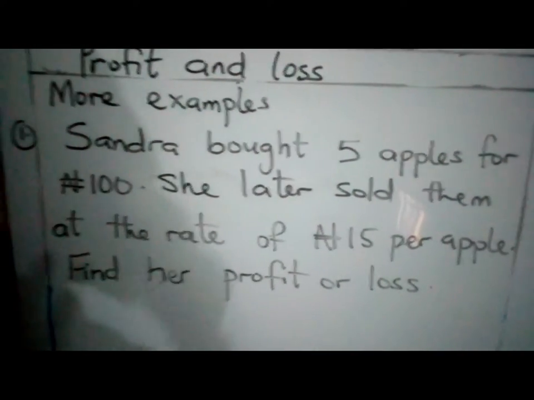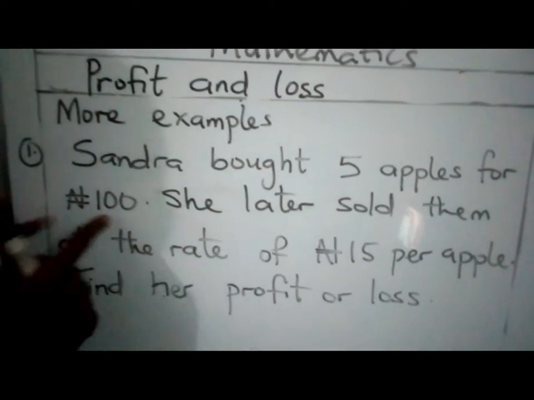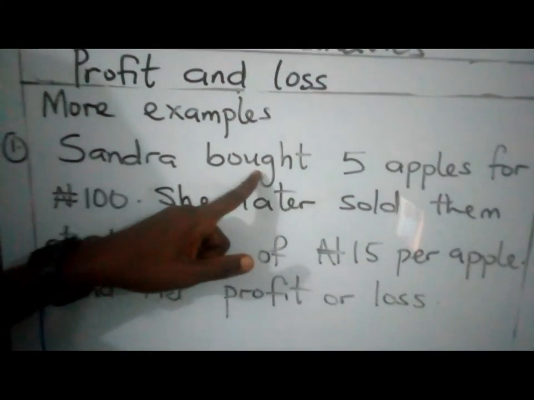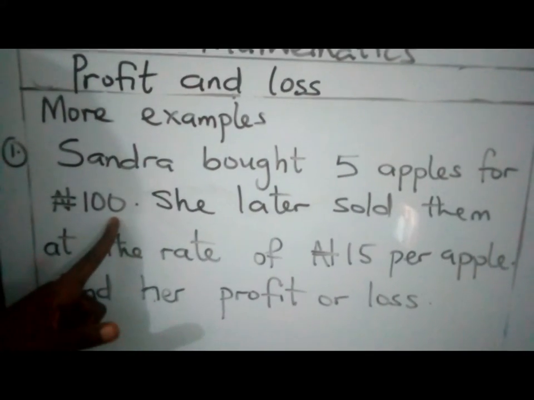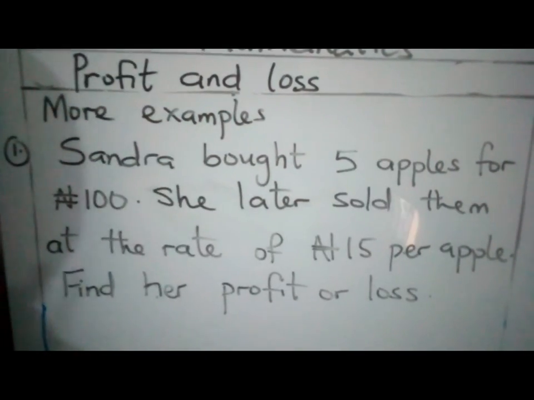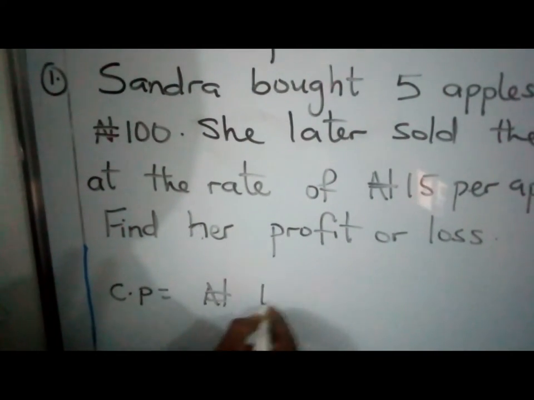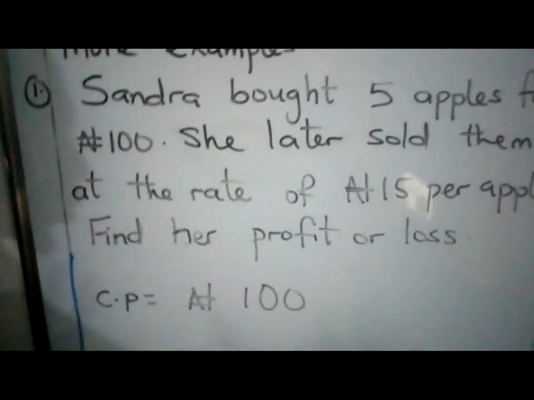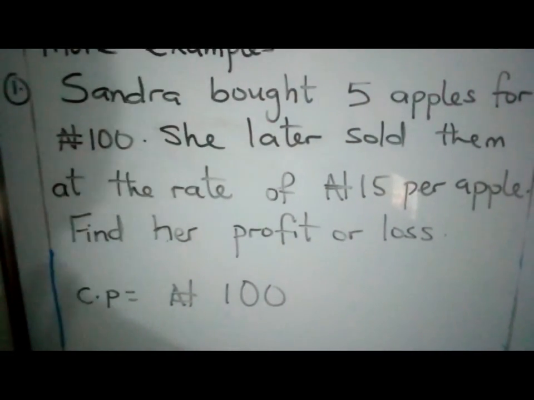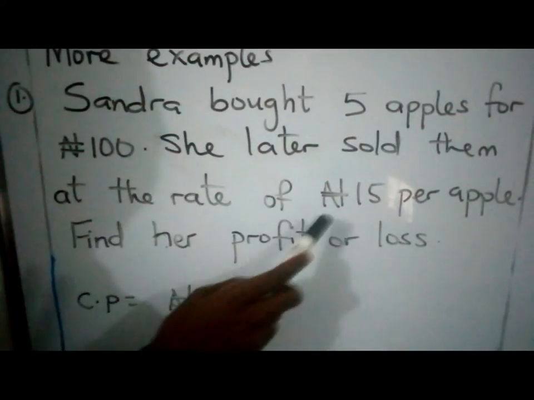All right. Sandra bought 5 apples for 100 naira. Bought means the cost price. That's what it cost Sandra to buy all the 5 apples. So what do you say? Cost price is what? 100 naira. That's for all. Good, let's move on.